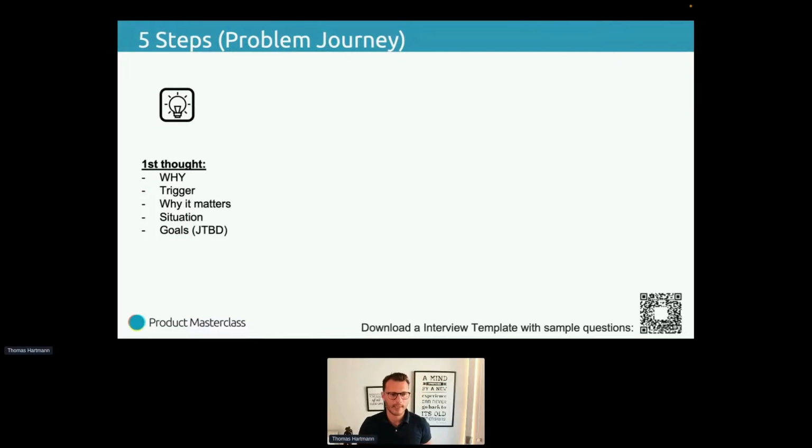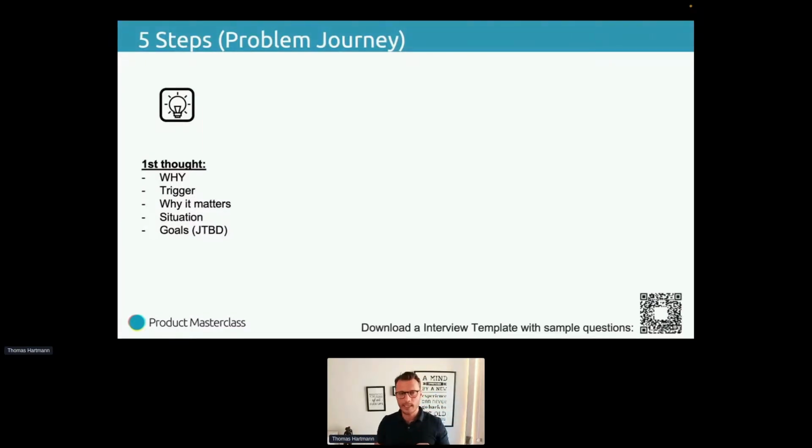So the first step is the first thought. When did the problem you want to solve with that new product arise in your life? Why did it arise? What was the trigger? Maybe you have back pain and now you think about buying a new mattress, right? Maybe you have a new workplace and it's really loud, and one day you realize, okay, I have a headache in the evening. So what is the trigger actually? What triggers you to go out there and search for a solution?